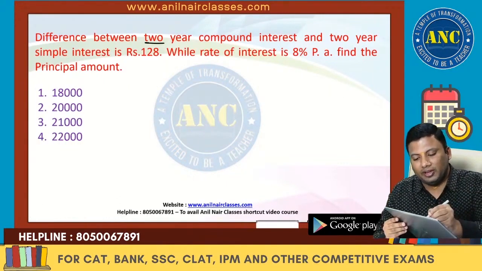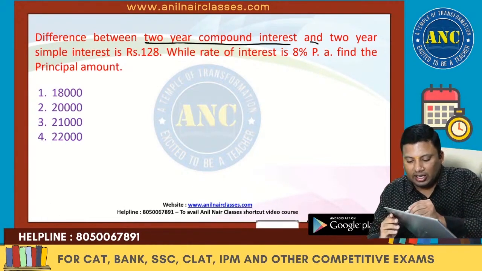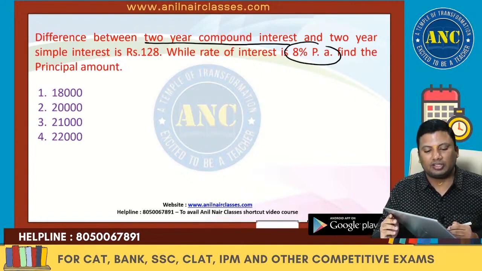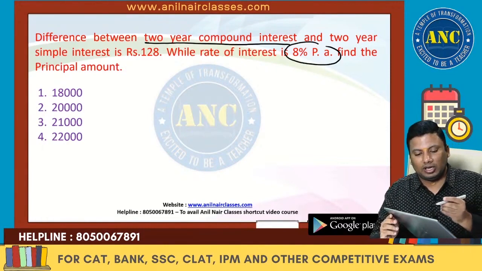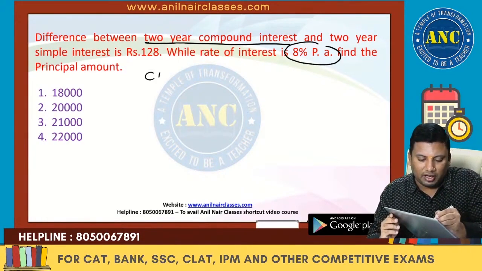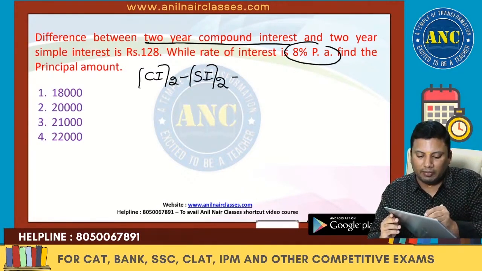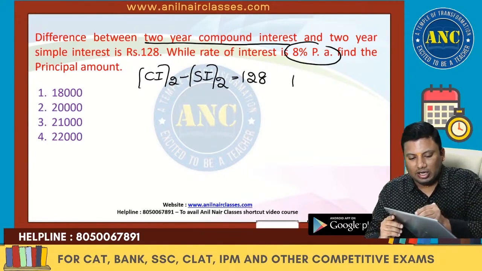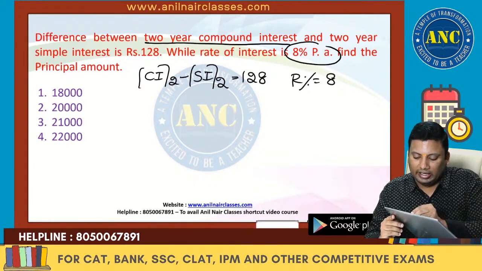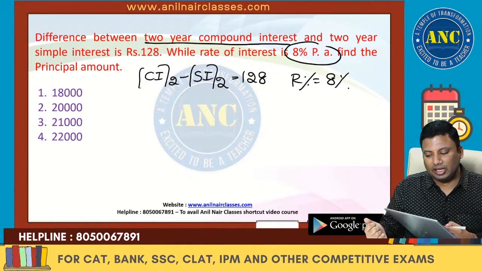The difference between 2 year compound interest and 2 year simple interest. Here it is not of the form 1 by x. Find the principal amount. Now see here. CI for 2 minus SI for 2 is nothing but 128. R is nothing but 8 percentage per annum.